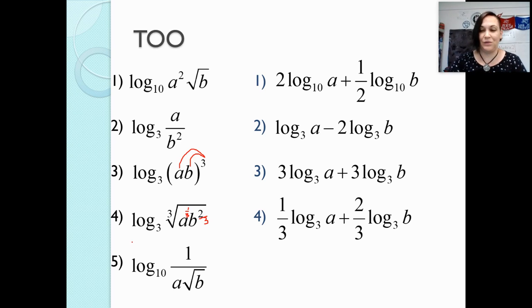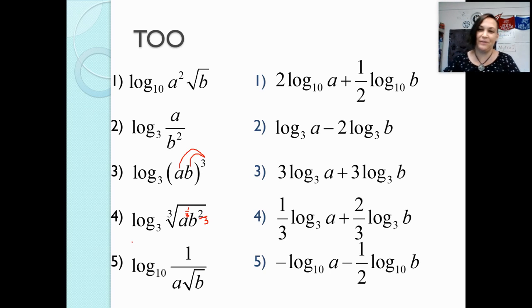Finally, on the last one, both of the logs need to be negative because a and b were both underneath the fraction bar. So make sure that you put a negative sign in front of the log of a and a negative sign in front of the 1/2 log b.